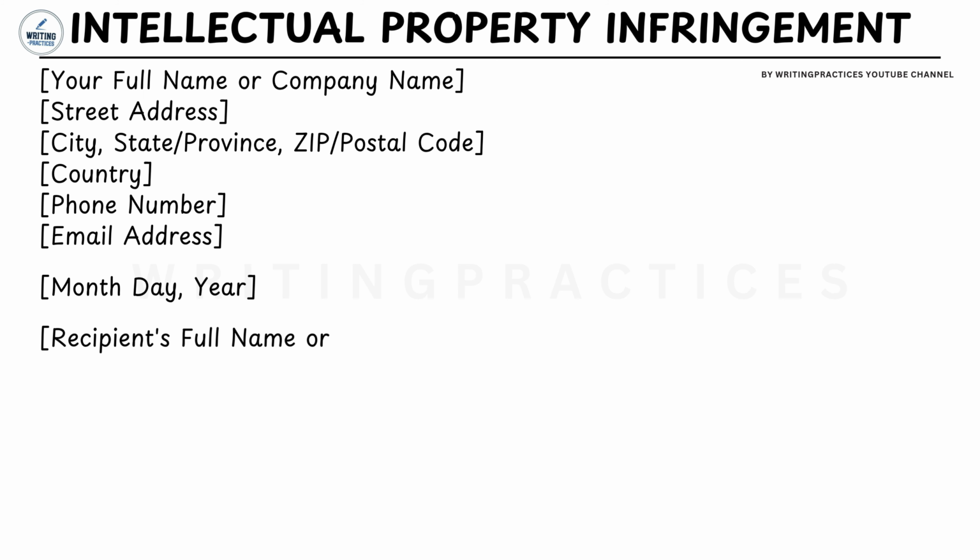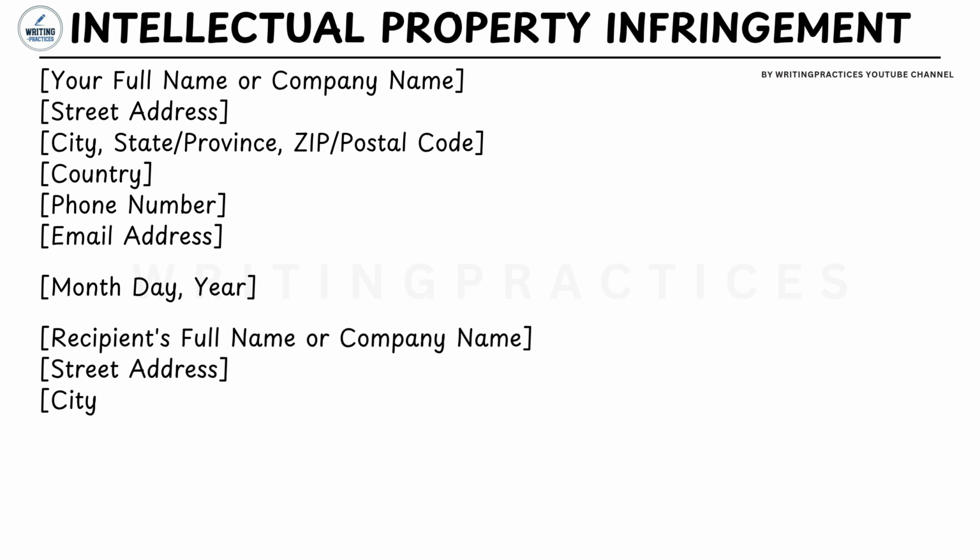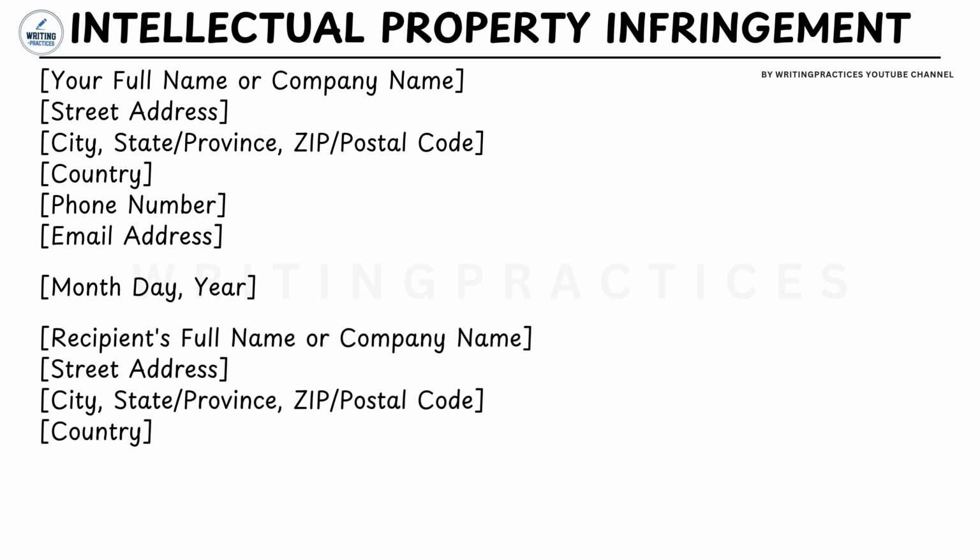Recipient information. Next, write the recipient's information. This directs the notice to the individual or business responsible for the alleged infringement. Addressing the correct recipient increases the likelihood that your concerns will reach the person who can resolve the issue promptly.